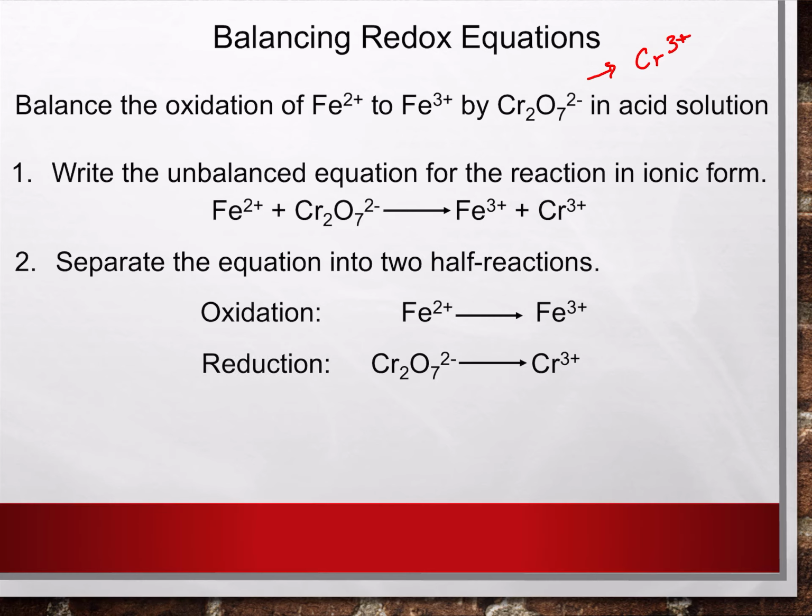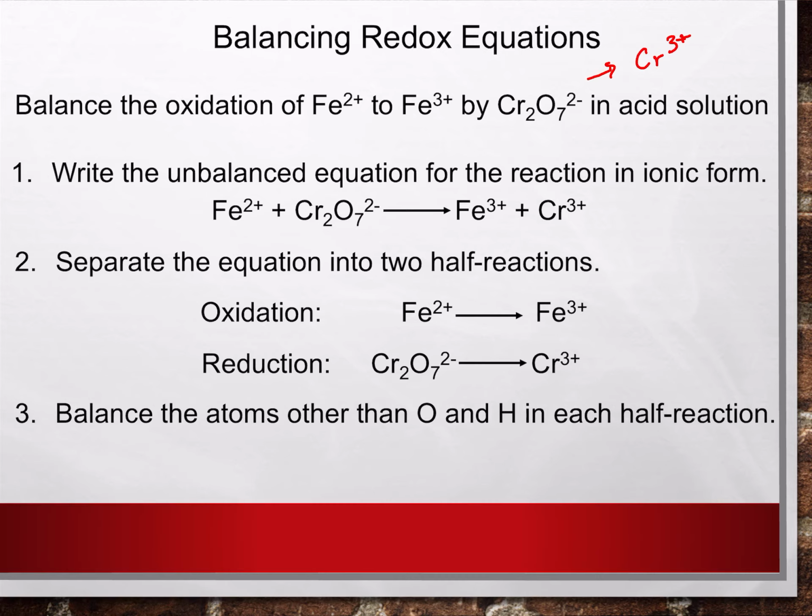So in this oxidation one, we are writing anything that has to deal with iron, and in the second one, anything that has to deal with chromium. Don't worry about the oxygen for now. We are actually going to go through and balance oxygens later. So pretty much when you're breaking these apart, you're going to look at the metals. What are the metals doing?